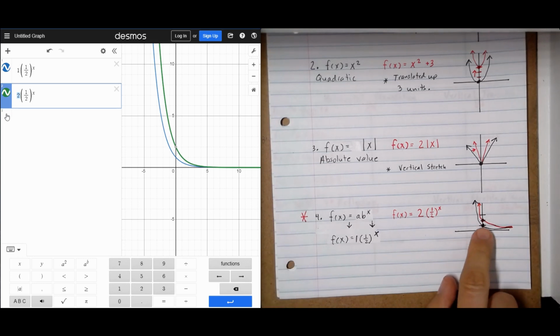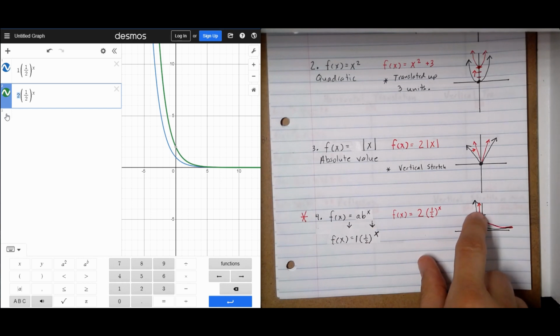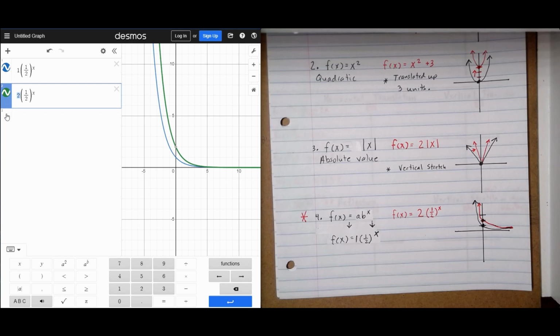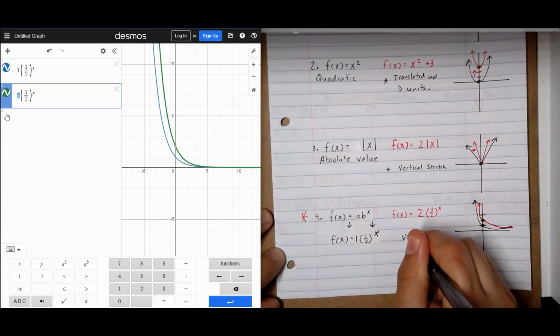If you look at this initially, you might say, oh, it moved up. And that is true. We did have a change in the y-intercept. However, this graph actually pulled closer to the y-axis. So we're going to say that we had a vertical stretch once again.